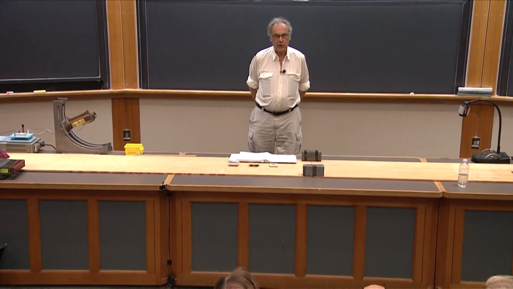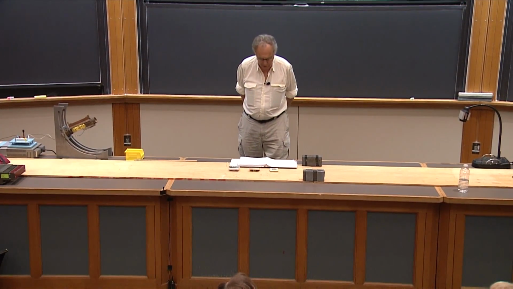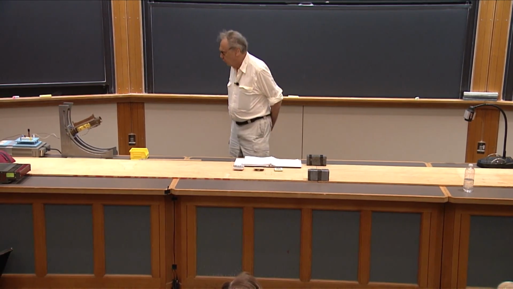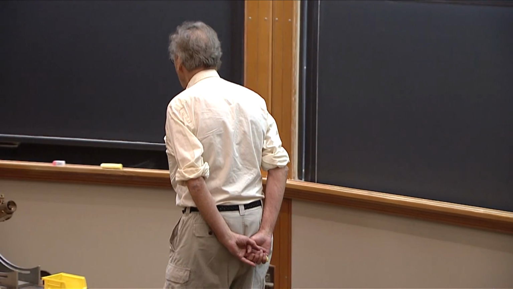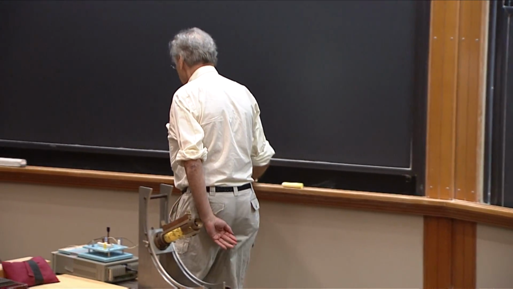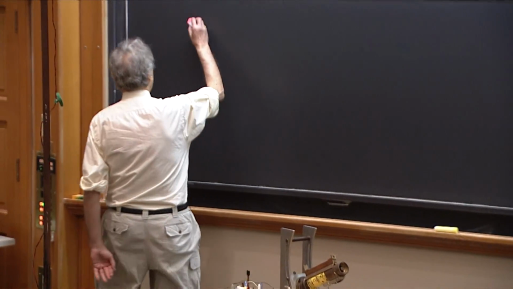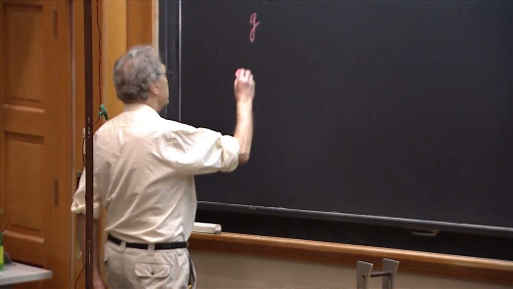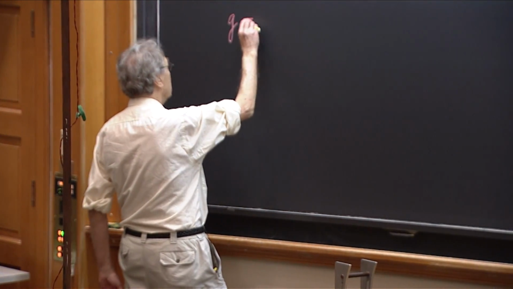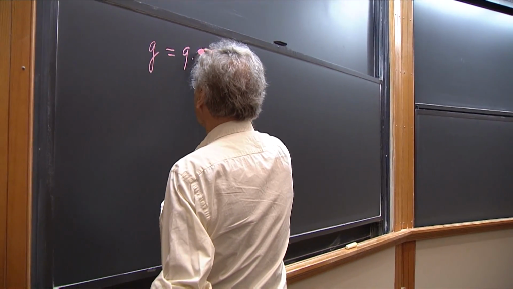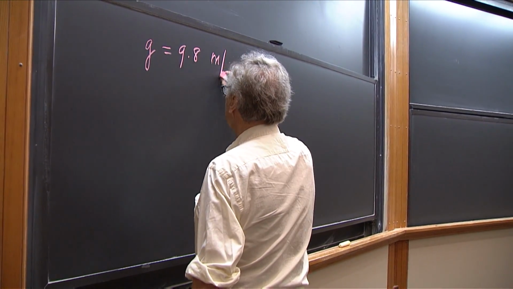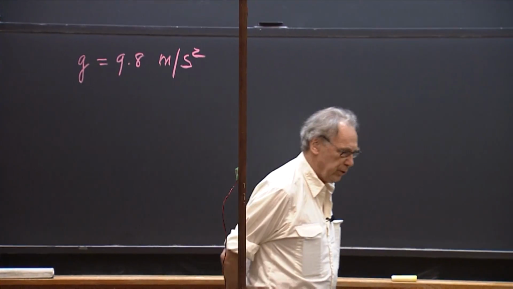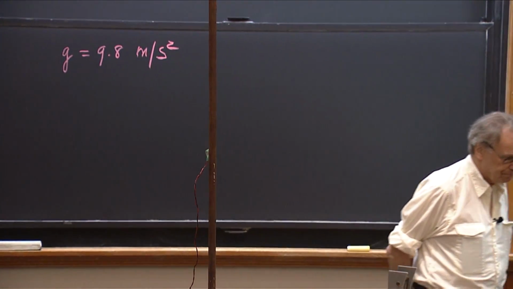During my last lecture, we discussed the gravitational acceleration due to the Earth. I told you that the gravitational acceleration due to the Earth is called g in physics, and that it is very close to 9.8 meters per second squared. It varies a little bit over the Earth, but not very much.